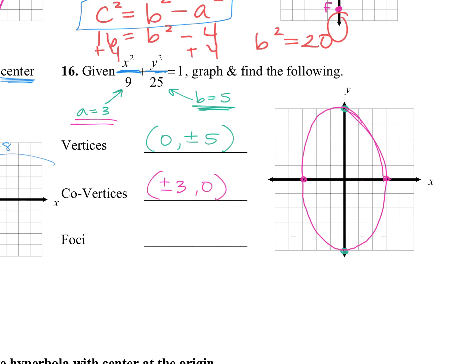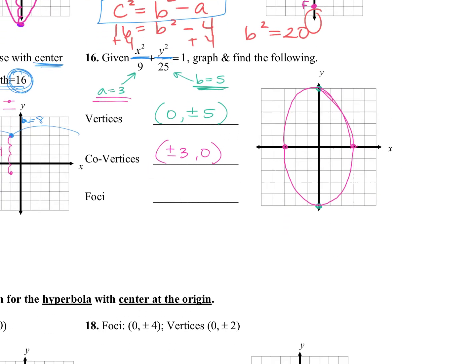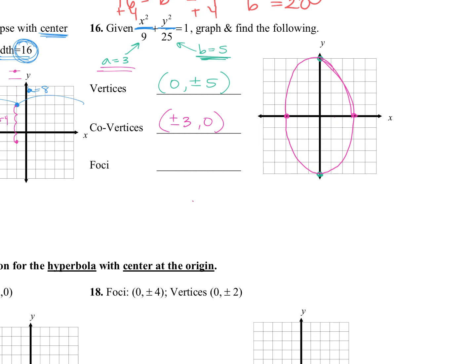A squared plus B squared. Plus? Or minus. Minus, right? C squared is going to be either A squared minus B squared or B squared minus A squared. Bigger minus smaller. So if you look up here, these are the squared versions of it, right? 25 and 9. So we're going to go 25 minus 9. Okay? So C squared is 16. Take the square root of that. So C is 4. So where are your foci?